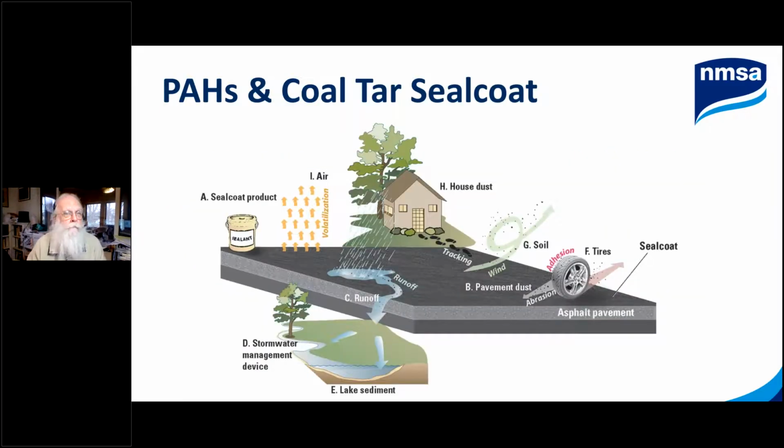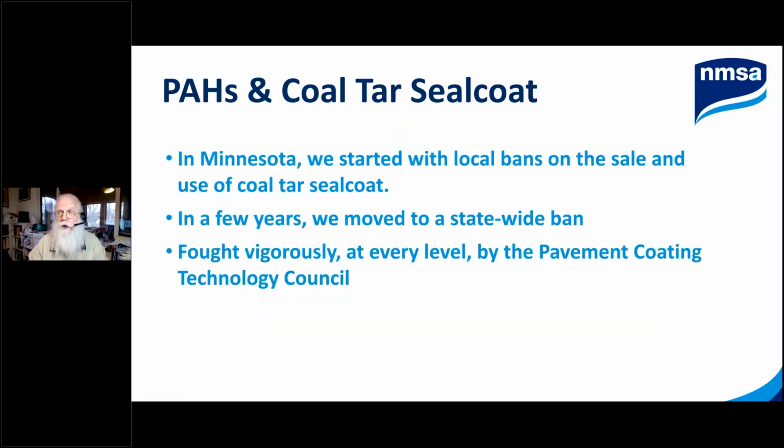The mechanism: the seal coat is applied to pavement. It wears due to weathering and abrasion from tires. You get dust on the pavement that is then washed off into water bodies through our stormwater systems and into lakes and streams. Bad stuff. So again, we started with local bans on the sale and use of coal tar seal coat, and within a few years, we moved to a statewide ban. This, at all levels, was fought very vigorously by the Pavement Coating Technology Council.